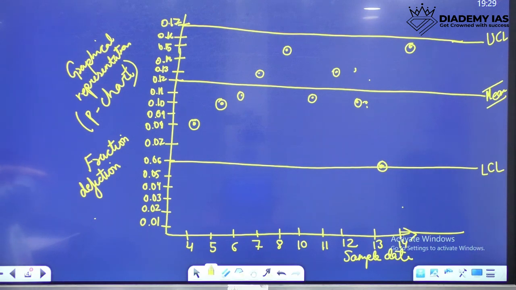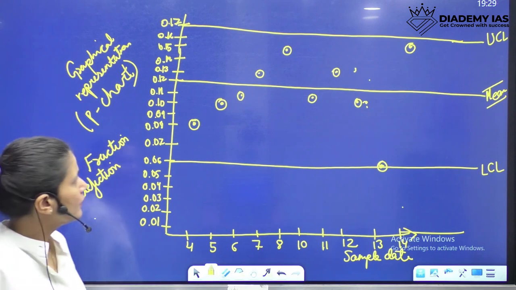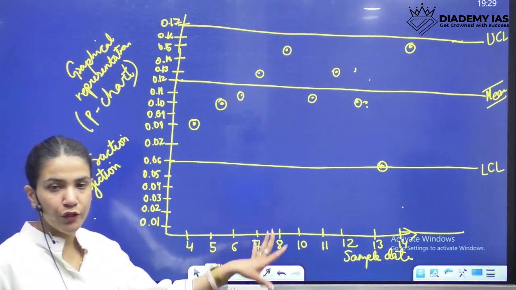Yes. For 10th, again, we are having it at 0.11, okay. Then for 12th, we have it at 0.13, okay. Then we have it from 12th of November, it is at 0.10, all right. Then again for 13th, it goes to 0.06, the LCL, and yes, we have successfully plotted all our points.